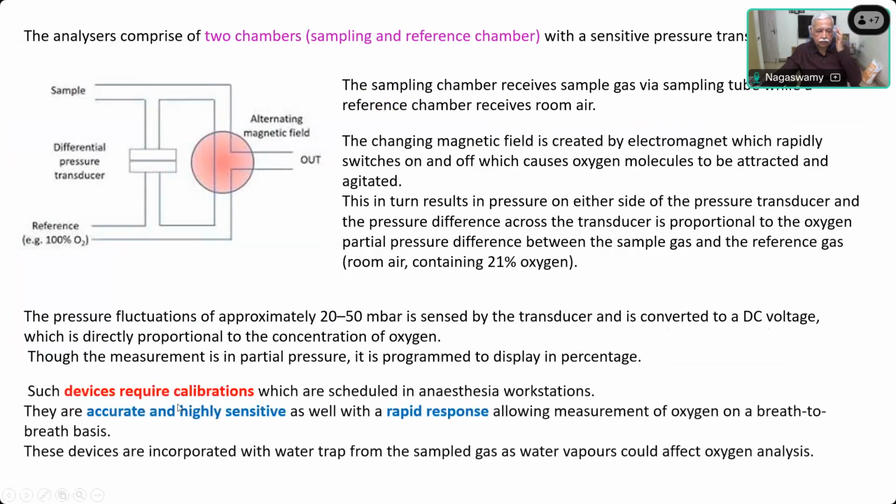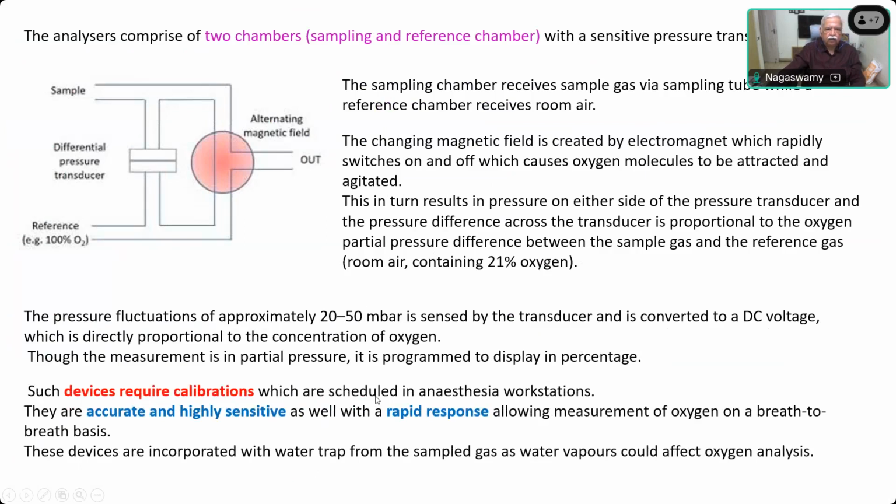Such devices require calibration, which is scheduled in anesthesia workstations. They are highly accurate and highly sensitive. They have a rapid response time, and they can analyze oxygen on a breath-to-breath basis and give you the values immediately. It also needs a water trap for the sample gas, as water vapor could affect the oxygen analysis.